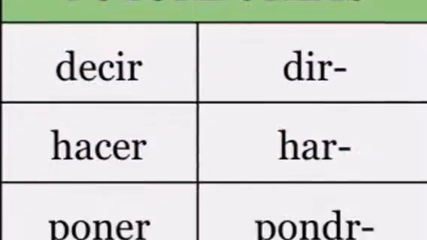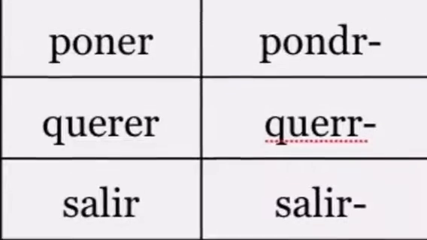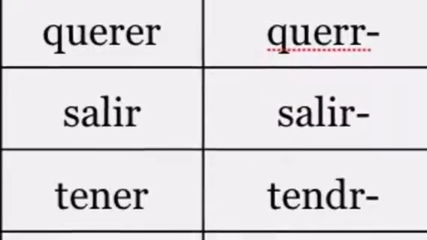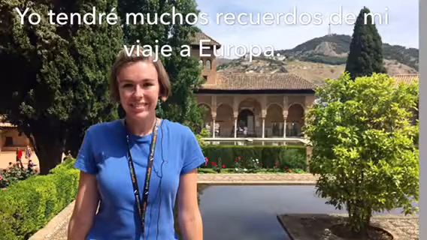Lastly, there are many irregular verbs that have irregular stems in the future tense. To create these words, hook the appropriate ending onto the irregular stem. An example is, "Yo tendré muchos recuerdos de mi viaje a Europa."